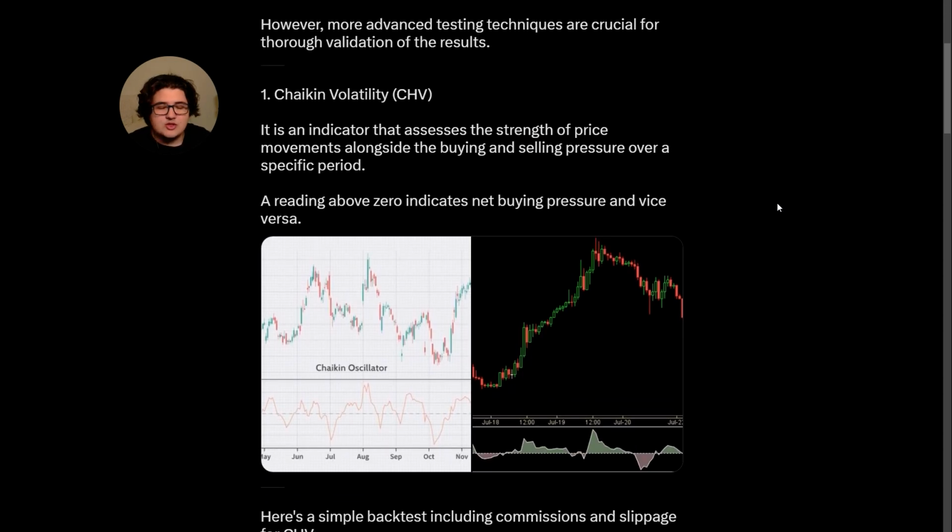Now, number one is the Chaikin oscillator. I mistyped it on this particular thread with volatility, but they are based on the same thing. It's just turned into an oscillator to some degree. Overall, it's an indicator that addresses the strength of price movements alongside the buying and selling pressure over a specific period. A reading above zero indicates net buying pressure, and vice versa. So if it's below zero, then it's selling pressure.